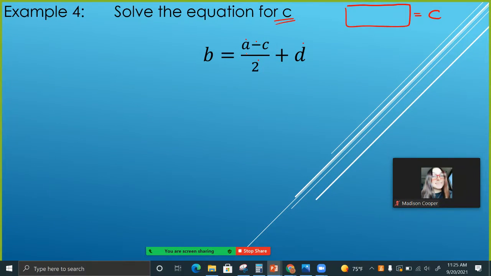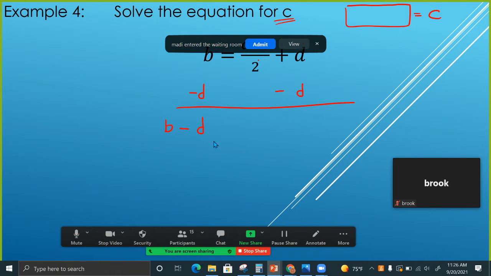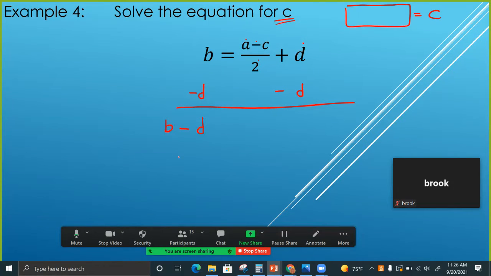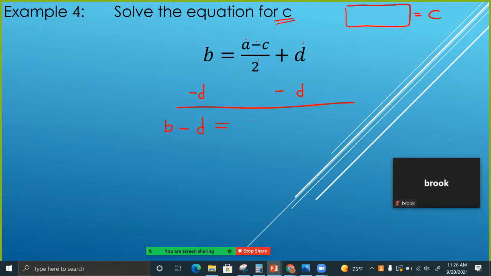The farthest away item here could be the 2 or the D. I think the D looks farther away, so I'm going to start with that. So minus D on the right side and minus D as in dog on the left side. Now remember, like terms, so B minus D on the left cannot be simplified or added together or subtracted. They're not like terms. So we've got B minus D equals A minus C over 2. And then plus D minus D, that was the whole point. They cancel because they are the same like term.